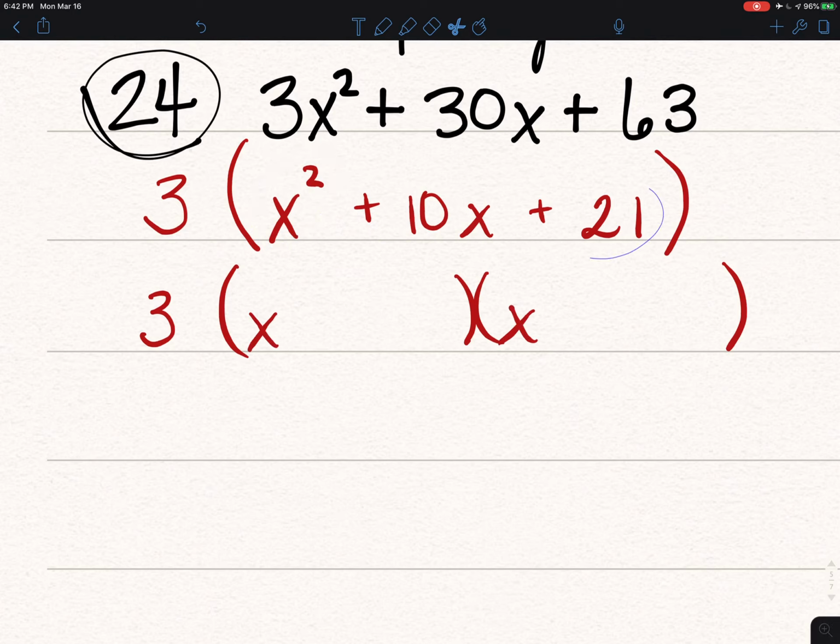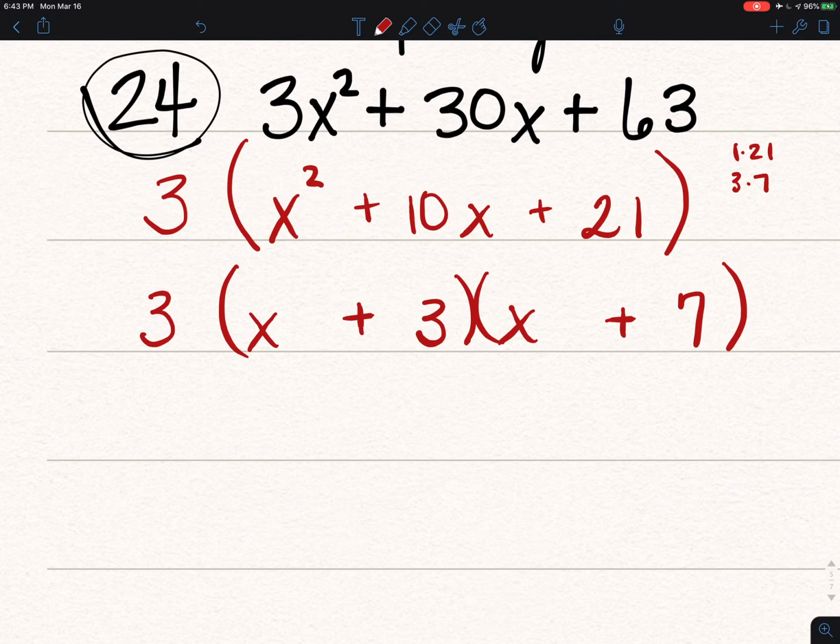And then ask yourself what two things can multiply together to give you a 21. And so let's make a list of factors. You could have a 1 times a 21, or you could have a 3 times 7. And those are the only possible options that you have for factors. Well, we have 3 and 7 that could also add or subtract to give you a 10. So let's choose that pair of numbers. How can I combine a 3 and a 7 to give me a positive 10? Well, the 3 and the 7 would both need to be positive.